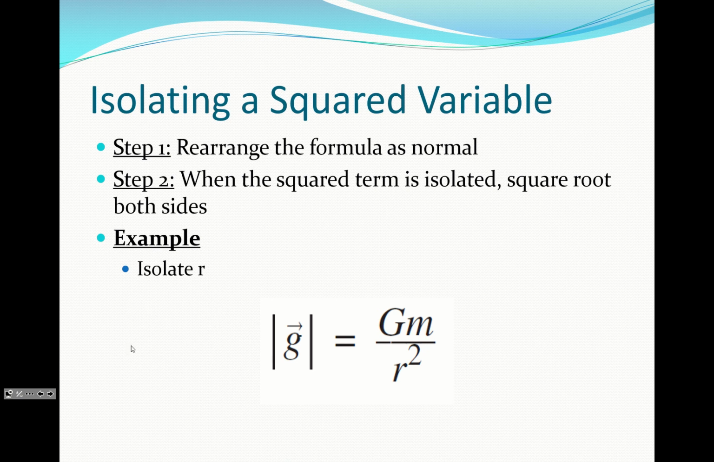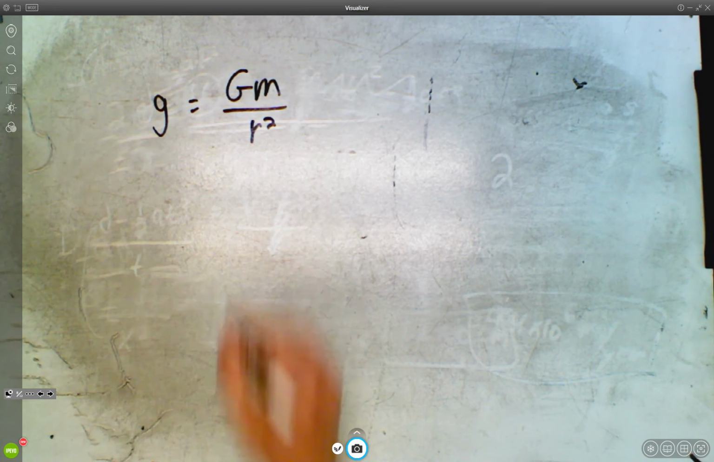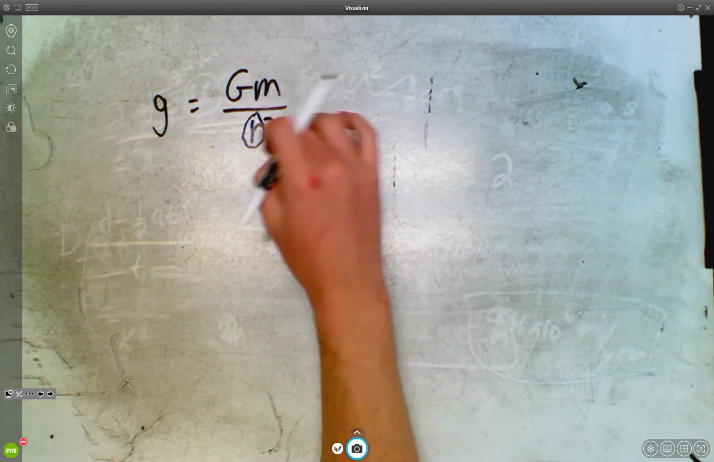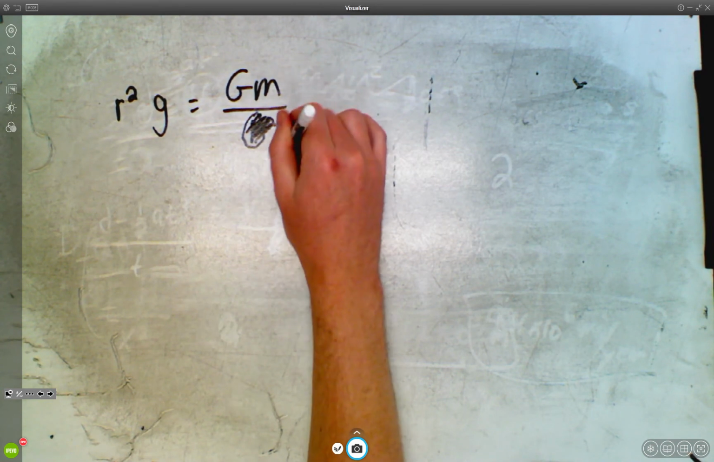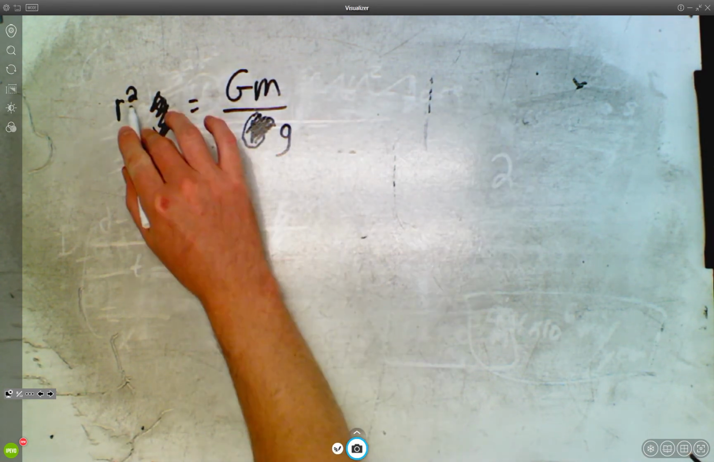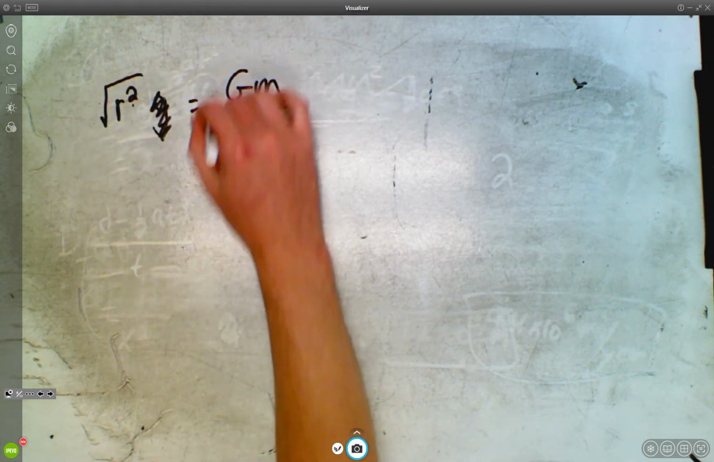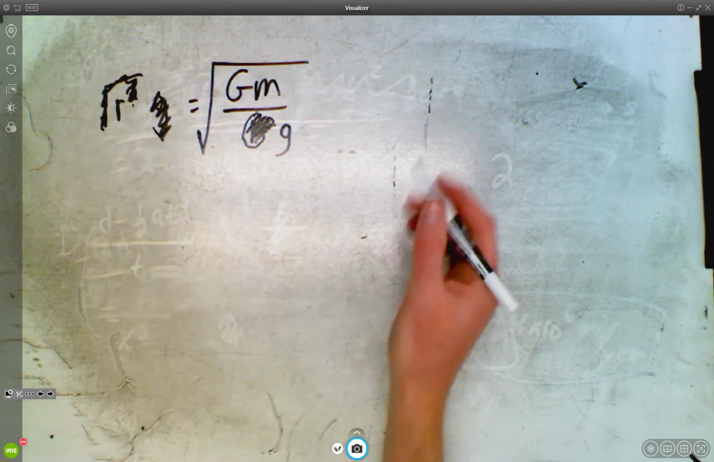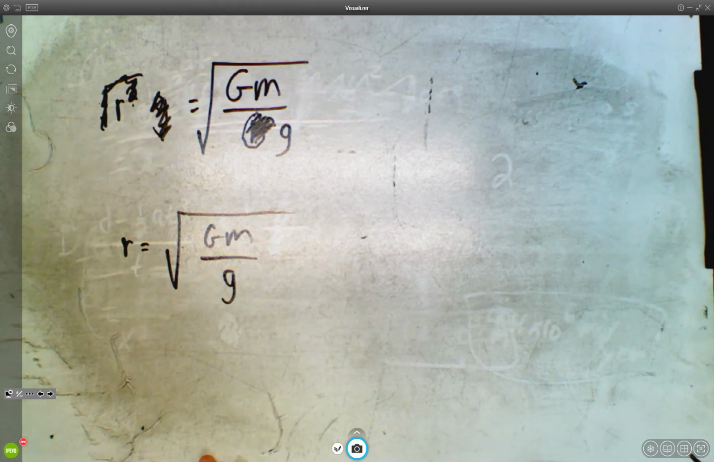So we're going to isolate R. So we have G equals GM all over R squared. And we want to isolate R. So our first step is just rearrange it as normal. So I'm going to get that R squared up top. And then I'll move the G down below. So I'll switch those two. And then to get rid of this squared, we have to square root it. But if I square root this side, I also have to square root this side. Those squared and square roots will cancel out. So I end up getting GM all over G, and it's all under square root.